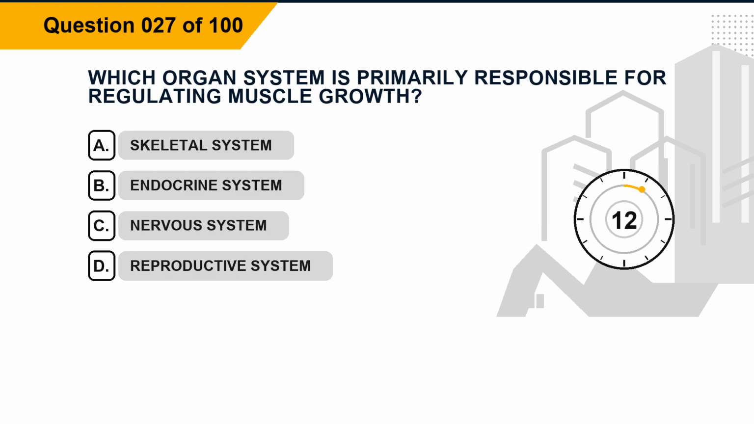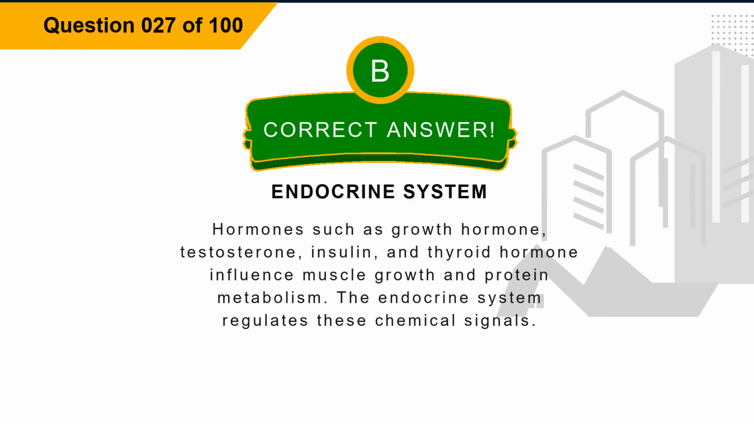Question 27. Which organ system is primarily responsible for regulating muscle growth? Option A, skeletal system. Option B, endocrine system. Option C, nervous system. Option D, reproductive system. The correct answer is option B, endocrine system. Explanation. Hormones such as growth hormone, testosterone, insulin, and thyroid hormone influence muscle growth and protein metabolism. The endocrine system regulates these chemical signals.